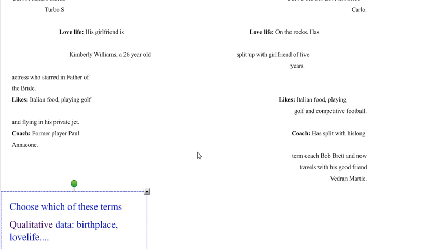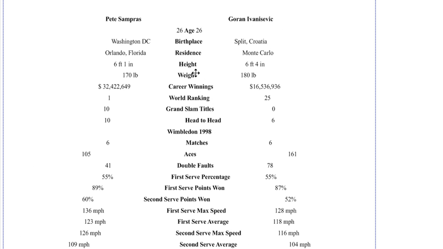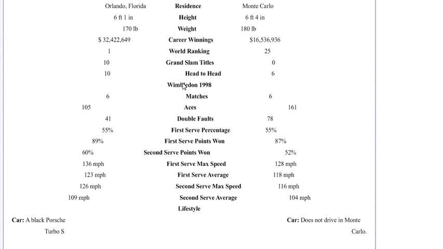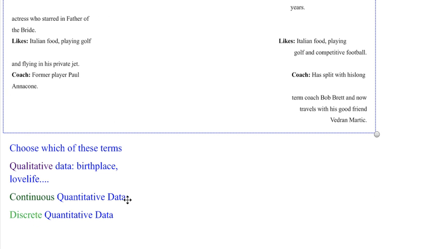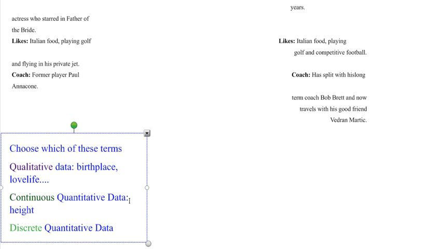But if we are talking about quantitative data, we have height, weight, matches, or age. There is a difference between them. When we talk about height or weight, it is numerical and can take any value, so it is continuous quantitative data.